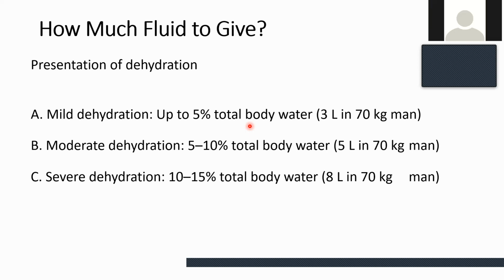The plasma and the interstitial. Very good. Blood and interstitial. How much volume do you have in blood? Just guess. Anybody? 5 liters. Okay.